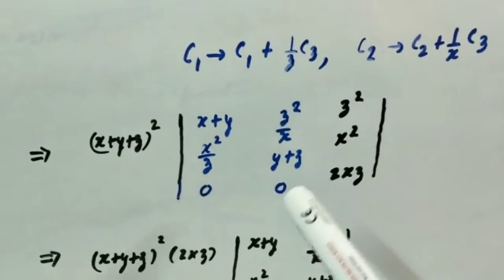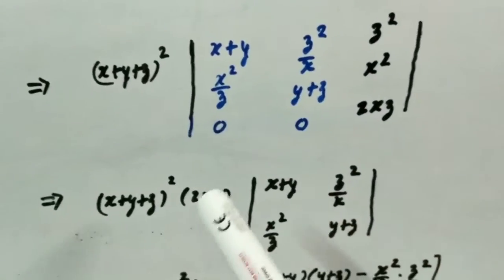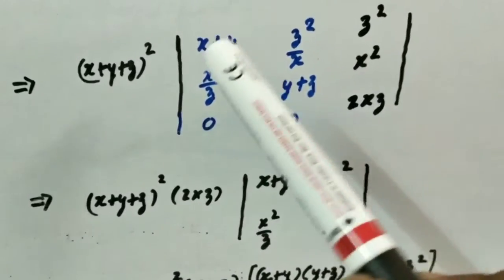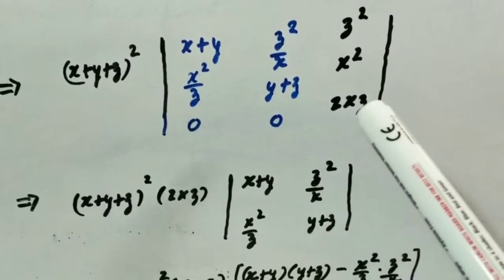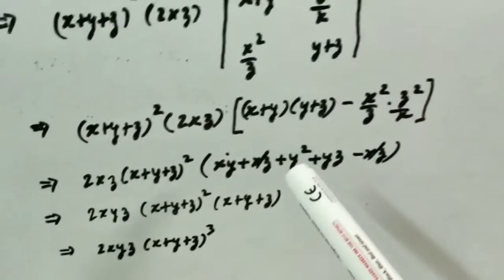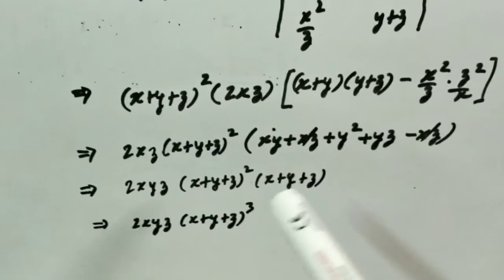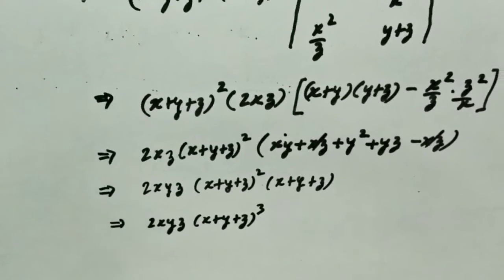And I get this. Now I am going to expand it along the third row. This is whole square. 2xz I am going to copy and remove the third column and the third row. I get this. And on multiplying, here I get this. Here y common I'll take 2xyz, and finally I get the proof.